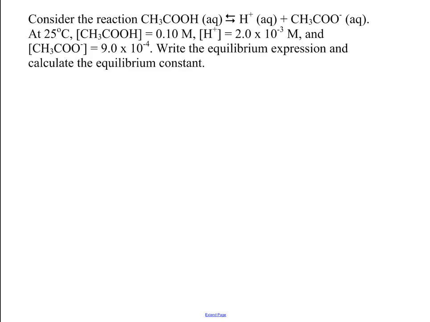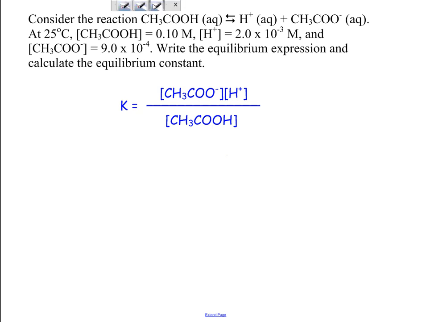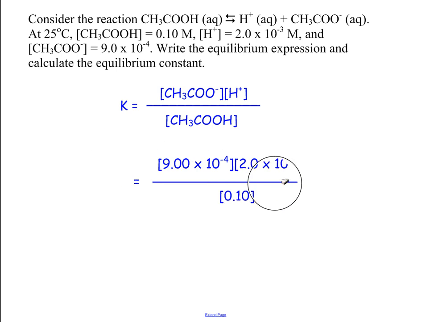Okay, try this one and the next one, and when you're ready, hit play again. All right, so this is acetic acid breaking down into hydrogen and acetate ion. Here's my equilibrium expression. And then I just plug in my numbers. And it's a pretty small number. Were you surprised that you got something times 10 to the negative fifth?